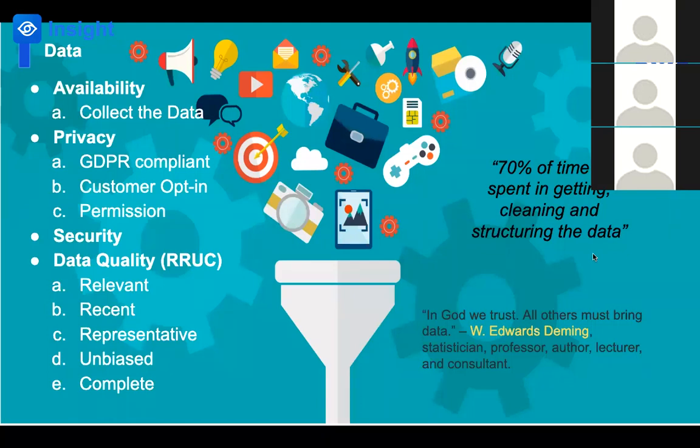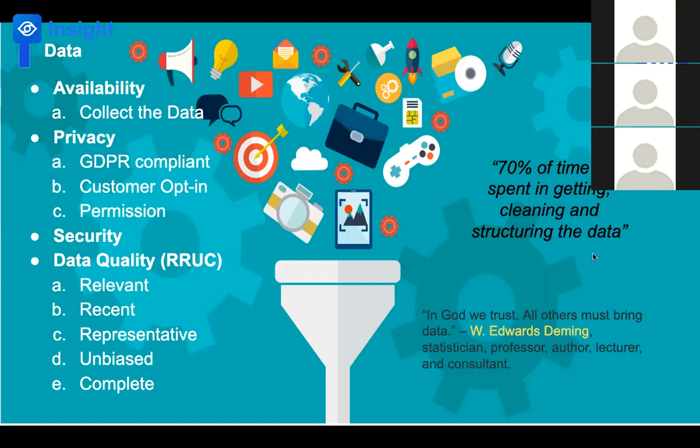As a product manager, you are the one who is responsible for the privacy aspects of the product. Whatever you're building, is it GDPR compliant? If you're using customer data, have you got enough opt-in for it? Do you have enough permissions for it? Is your data pipeline secure or not?